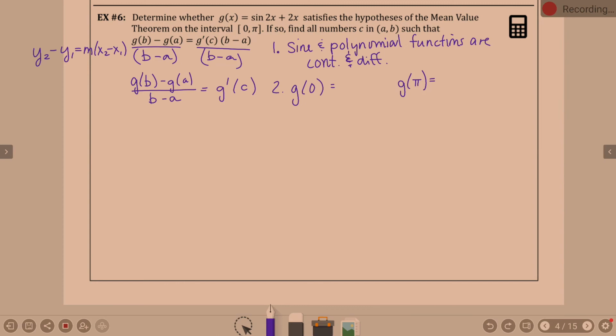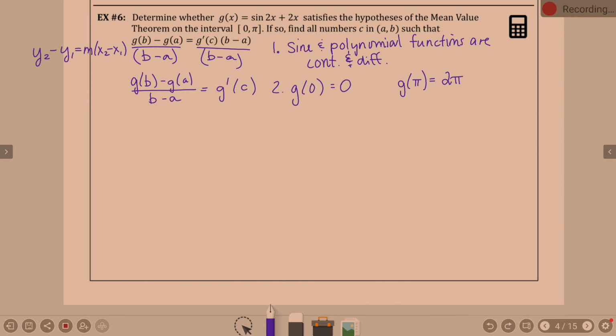Sine of 0 is 0 plus another 0, so that's 0. Pi gives 0. Well, sine of 2 pi is 0 plus 2 pi, and that's 2 pi. Because sine of 2 pi is the same as sine of 0, right? If it was Rolle's theorem, those would have to be the same. It's just mean value theorem, so I'm just finding the endpoints.